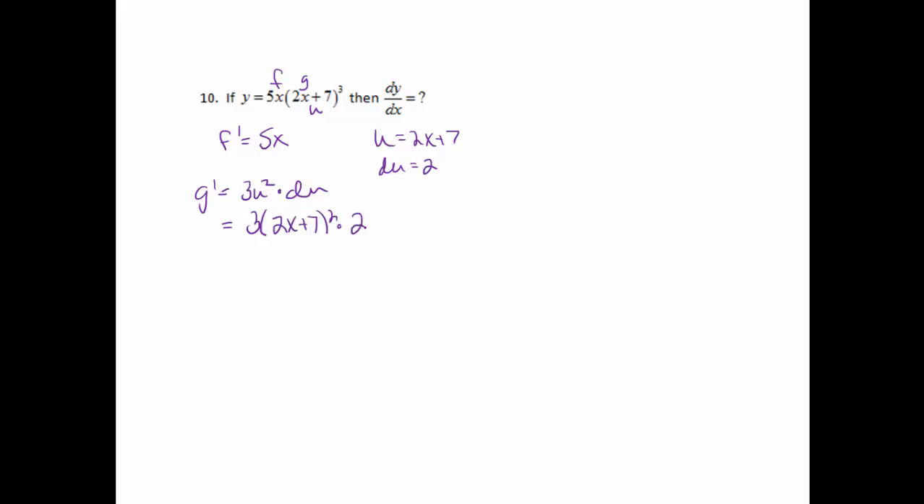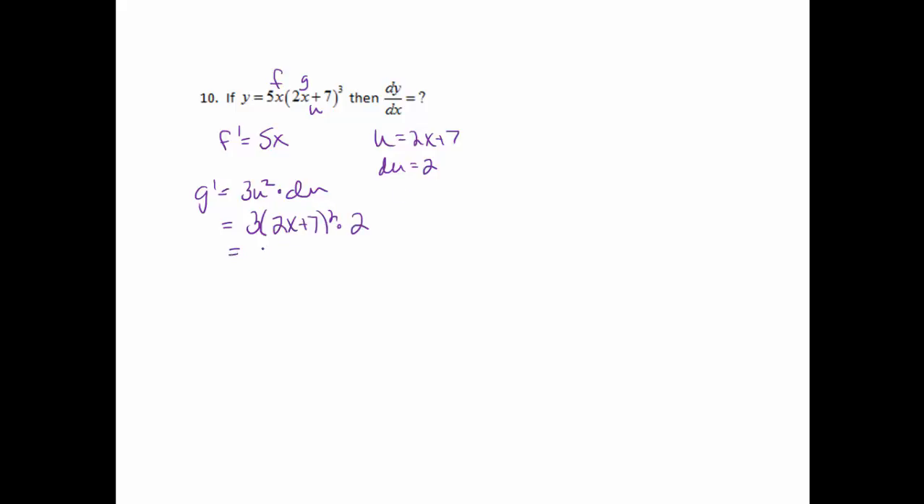I notice on this one that it is a product, so we're going to use the product rule. So f and g, f prime will equal 5x. To find g prime, we are going to do a u substitution, so my u would equal 2x plus 7, and my du would equal 2. So getting g prime, the derivative of u cubed would be 3u squared times du. That will equal 3 times u squared, which would be 2x plus 7 squared, times du, which is 2.